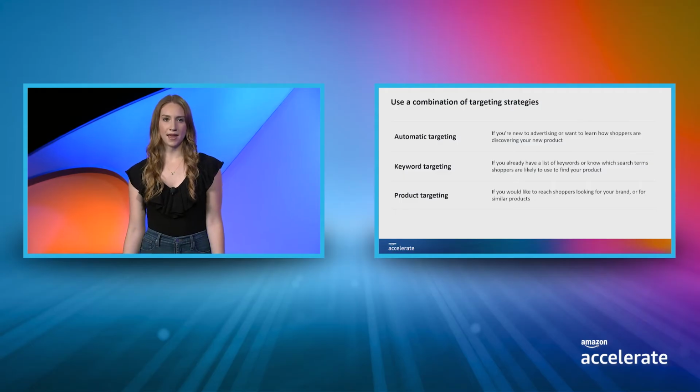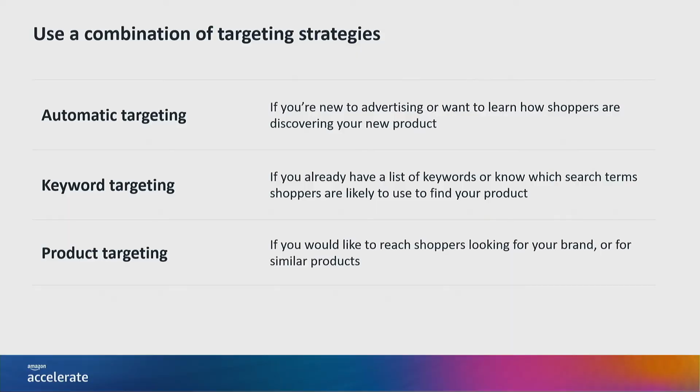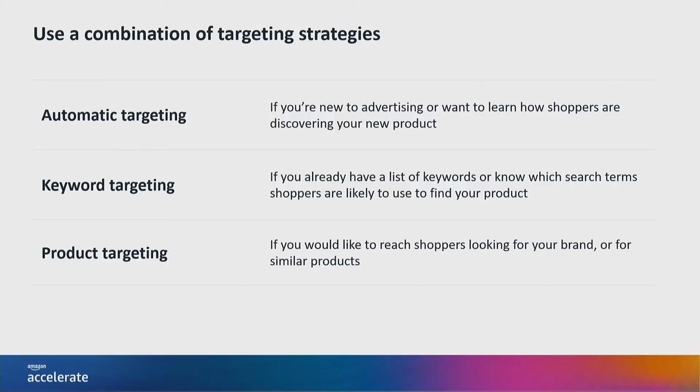When you create campaigns for your new products, you'll need to pick your targeting strategies. For sponsored products, we recommend using a combination of automatic, keyword, and product targeting to help reach the most shoppers and learn how they're finding and interacting with your new product. But if you would like to know more about how the different targeting types work, we have also broken these down for you.